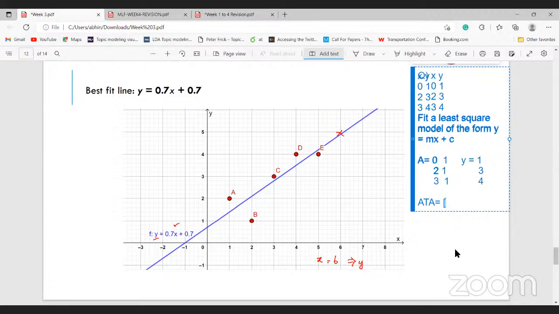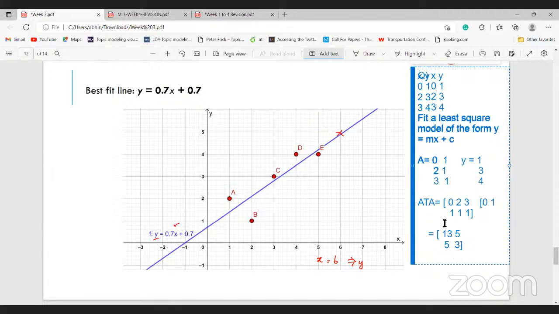Can you give me the answer quickly? What will be A transpose A? 13, 5, 5, 3. Can you come up, or you can write in the chat box? 1, 3, 5, 5, 5, and 3. Correct, right? Yes, sir. Okay.